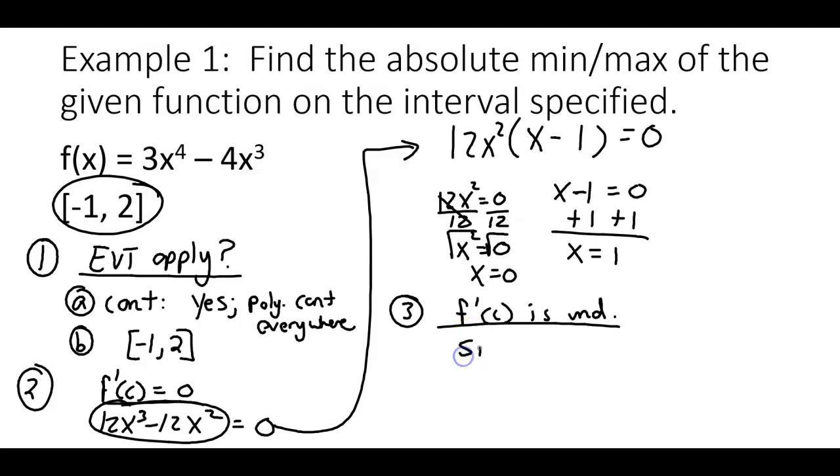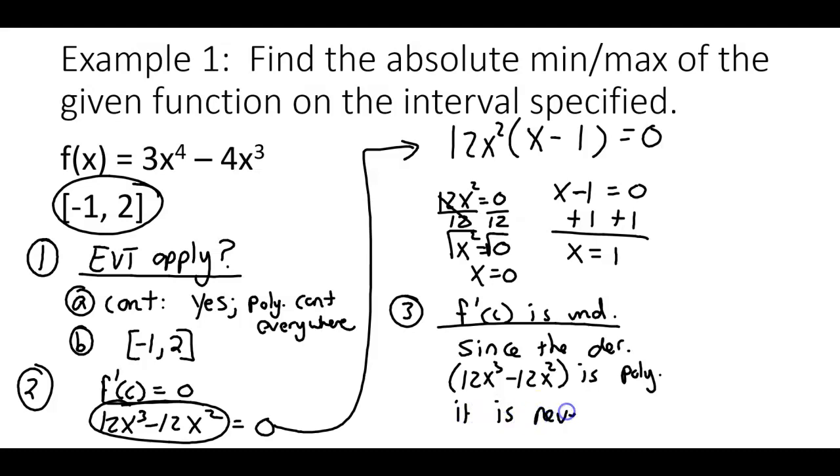So since the derivative, which is 12x cubed minus 12x squared, is a polynomial, it is never undefined. In other words, there's no cusps on this thing. Polynomials are always smooth. They don't have cusps. So you'll never have an undefined critical value on a polynomial. All right, so we found all the possible critical values that we can.